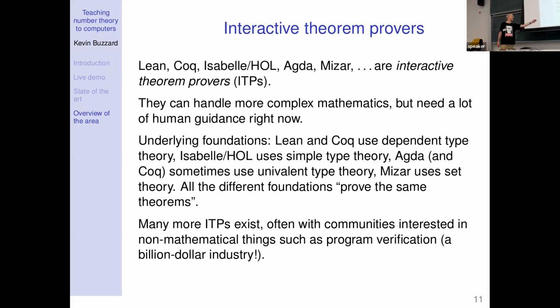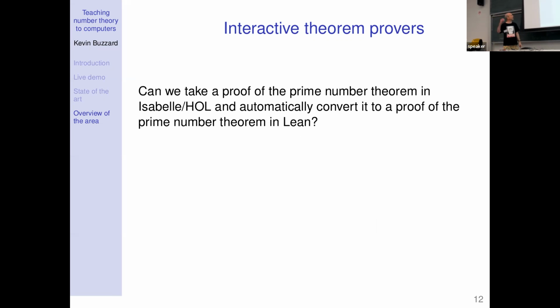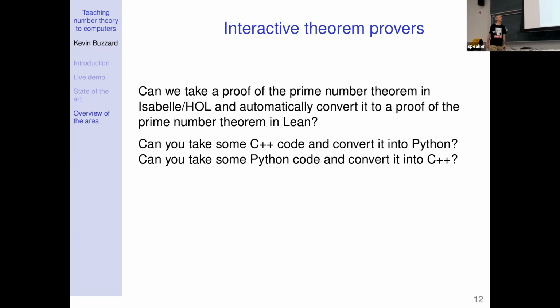But what's actually happening with these things is computer scientists are using them to do things which aren't mathematics on the whole, things like program verification. So one problem with there being lots of systems is that you would like to take a proof of the prime number theorem in another system and steal it, so we can have it in our system as well. So that's a very natural question: can you port proofs from one prover to another?